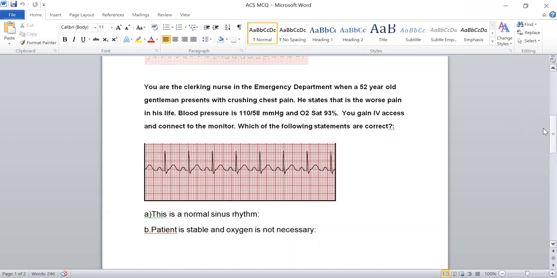Yes, when saturation is okay. But 93% on air is not okay. We should keep it above 94%. In a young, healthy person, they should be above 95% on air. So 93% is less. In a 52-year-old gentleman, unless he has severe underlying COPD, SATs of 93% on air are low, so there's no harm giving oxygen. Although he is stable, he does need some oxygen.